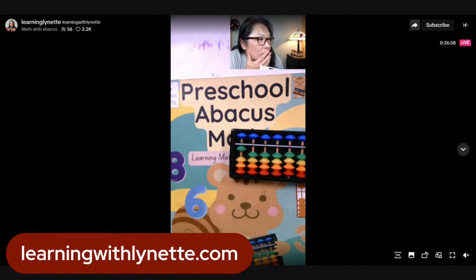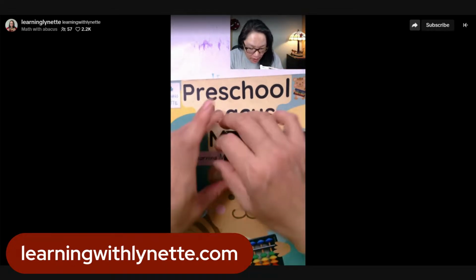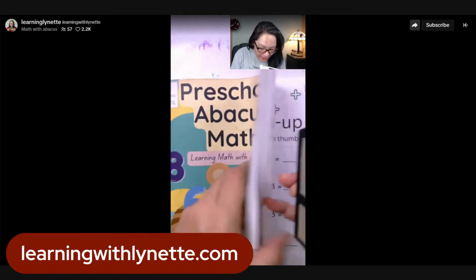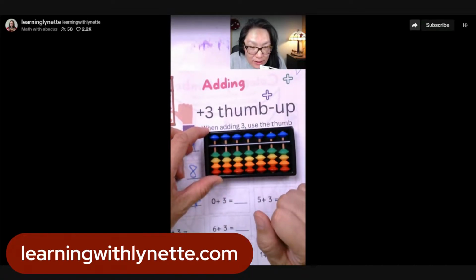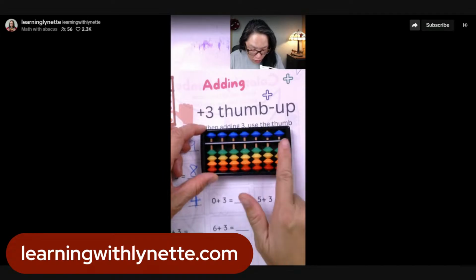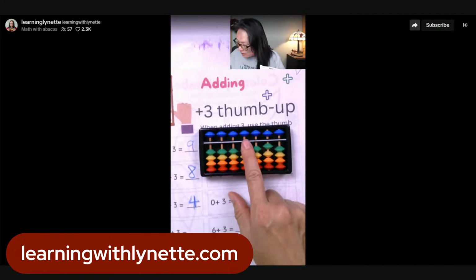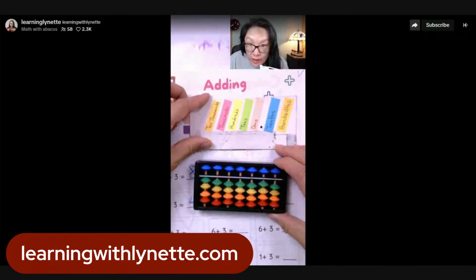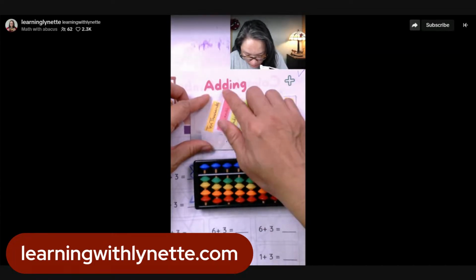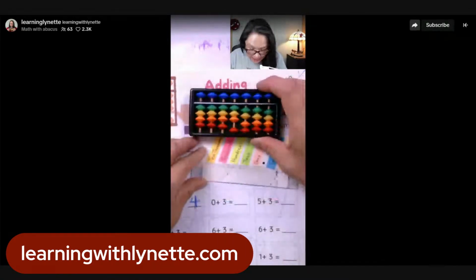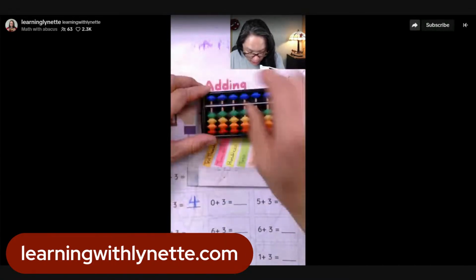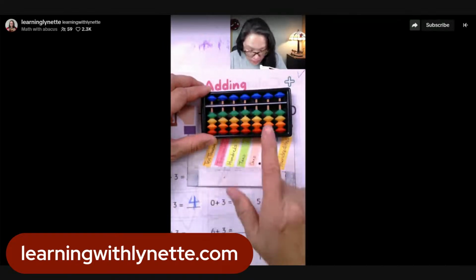Okay, so what are we doing? What we're doing is adding. When we're adding, you'll notice we go to the horizontal bar. I was asked if the rods are all read from right to left. Yes, just like we write a regular number, we have ones, tens, hundreds, thousands, ten thousands. It's exactly the same. Does that make sense?